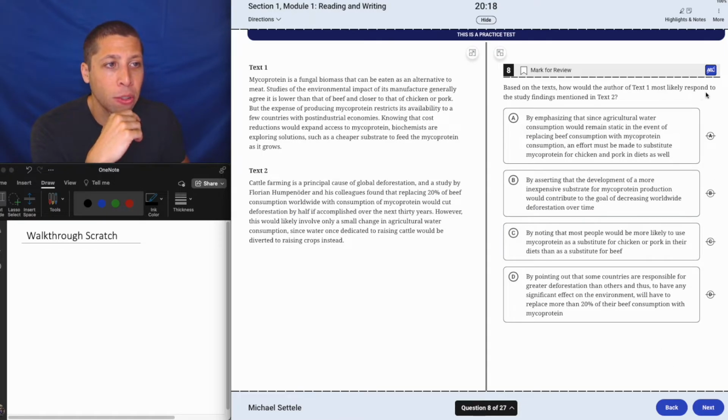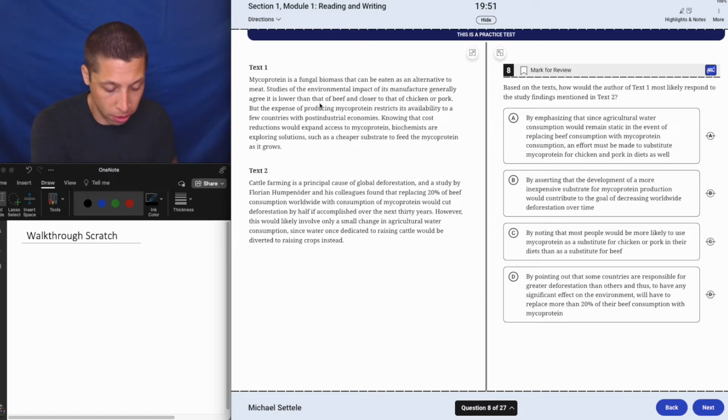Okay, how would text 1 respond to text 2? So let's read text 1 first. Mycoprotein is a fungal biomass that can be eaten as an alternative to meat. Studies of the environmental impact of its manufacture generally agree it is lower than that of beef and closer to that of chicken or pork, but the expense of producing mycoprotein restricts its availability to a few countries with post-industrial economies. Knowing that cost reductions would expand access to mycoprotein, biochemists are exploring solutions such as cheaper substrate to feed the mycoprotein as it grows.